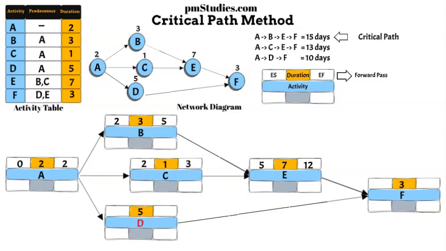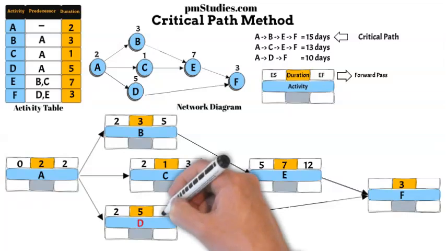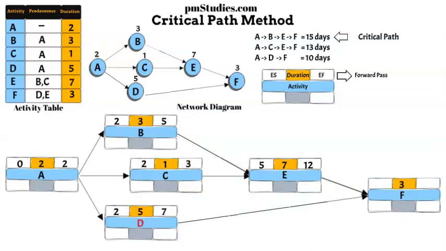For activity D, we will bring the EF of its predecessor, activity A, into the ES. The EF will be the ES plus duration, which would result in 7. We are now ready to fill in the ES for activity F. But there is a small catch here.